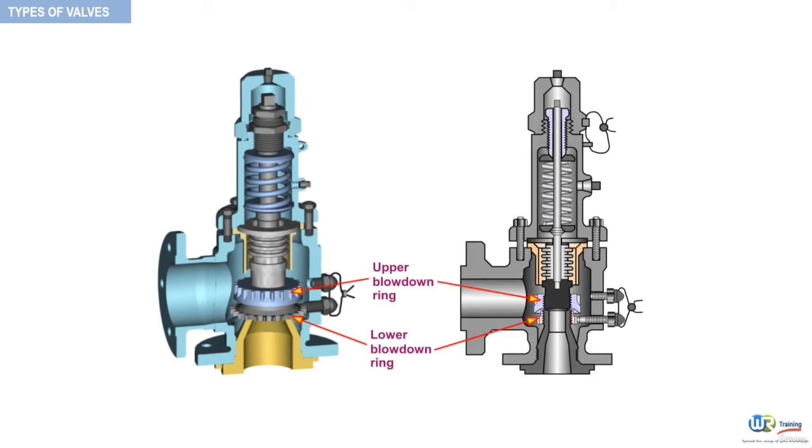The design of the shrouds or the setting of the blowdown rings decides the value of overpressure and blowdown. The upper blowdown ring is usually factory set. The lower blowdown ring is also factory set, but can be altered under certain circumstances. In the top position of the lower blowdown ring, the overpressure decreases and the valve pops rapidly, but the blowdown increases and vice versa.